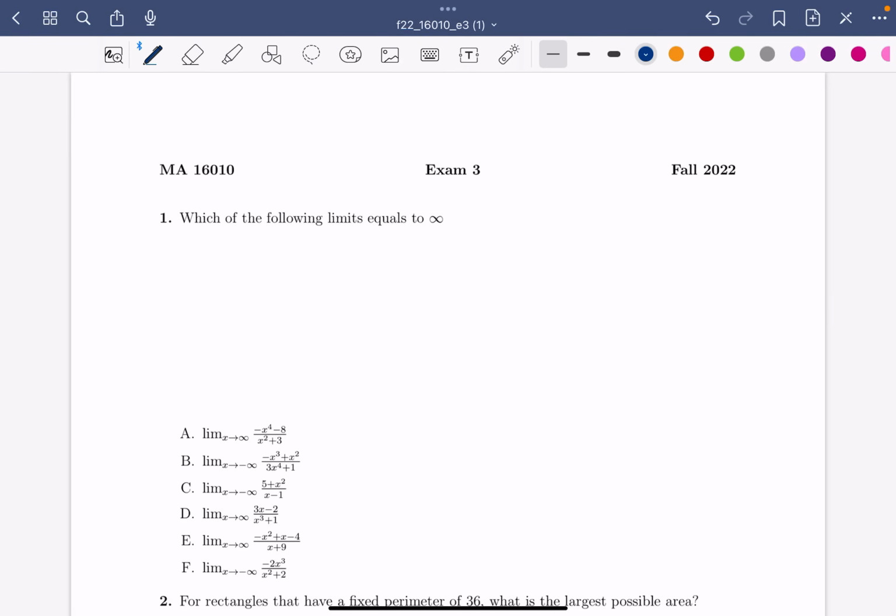MATH 16010 Fall 2022 Exam 3 Walkthrough. Let's begin. 1. Which of the following limits is equal to infinity? So, we need to check every single one of these, unfortunately.